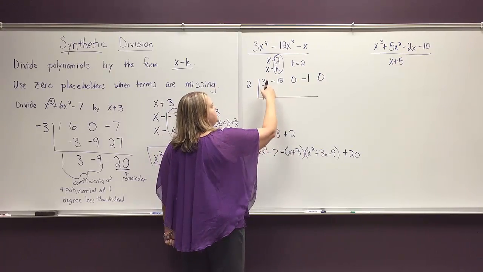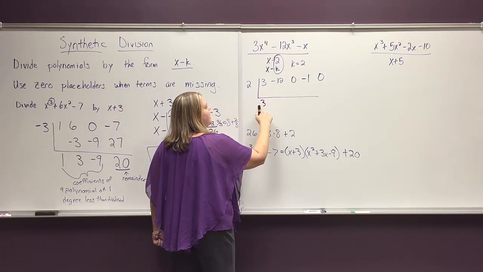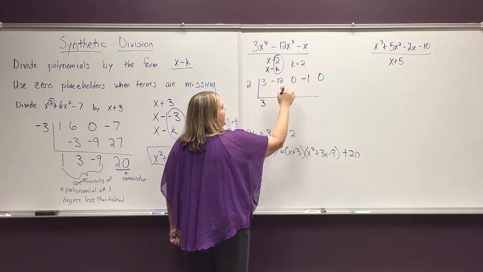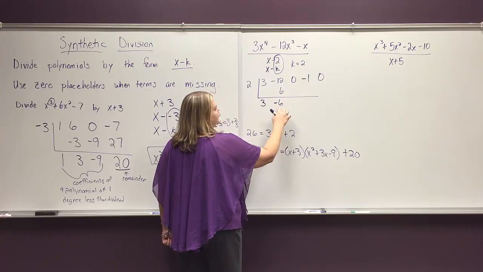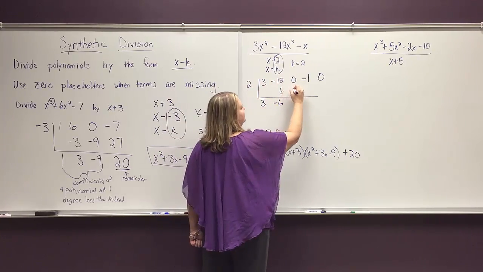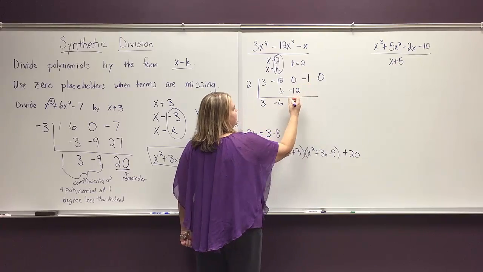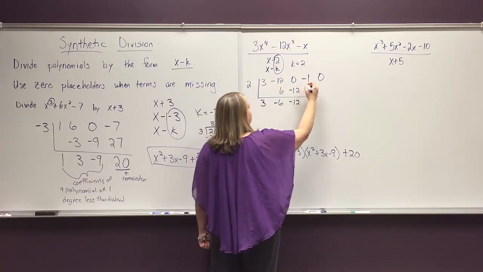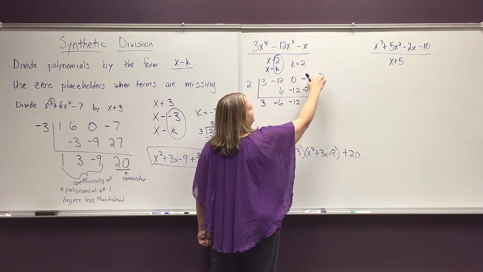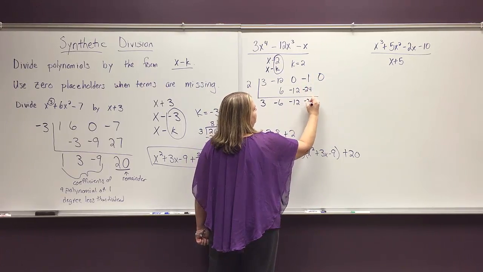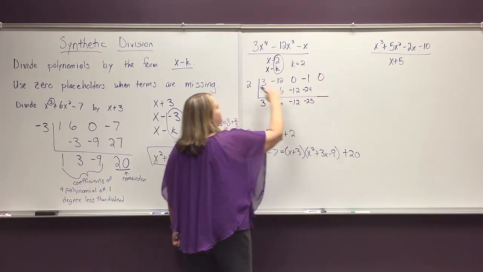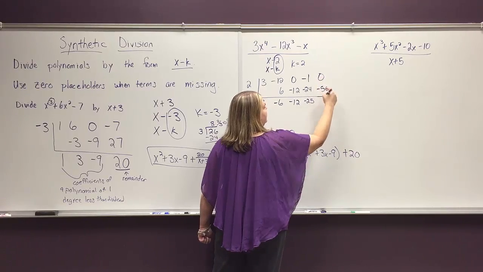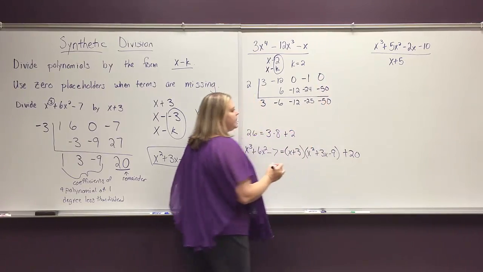Performing the synthetic division, the 3 comes straight down. Multiply 3 times 2 to get 6. Negative 12 and 6 gives us a negative 6. Negative 6 times 2 gives us negative 12. Adding 0 and negative 12 gives us negative 12. Negative 12 times the 2 gives us a negative 24. Negative 1 and negative 24 gives us negative 25. Multiply the negative 25 by 2, we get negative 50. Adding that to the 0, negative 50.